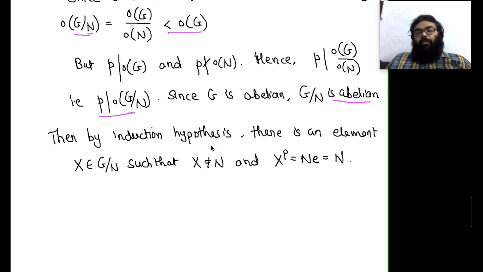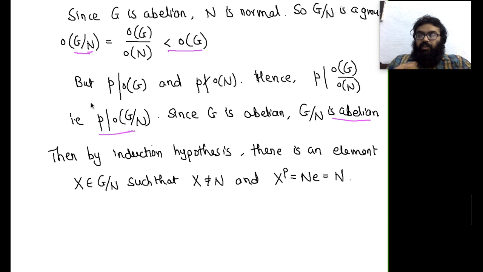Right? We used Cauchy's theorem, but where did we use it? We used the induction hypothesis. Order of G quotient n is strictly less than order of G, and p divides order of G quotient n. And G quotient n is abelian, so it is a finite abelian group. P divides order of G quotient n, which is less than order of G. So the theorem applies. So there is an element x in G quotient n which is not identity. That means x is not equal to n, where n is the identity of this, and x power p equals n.